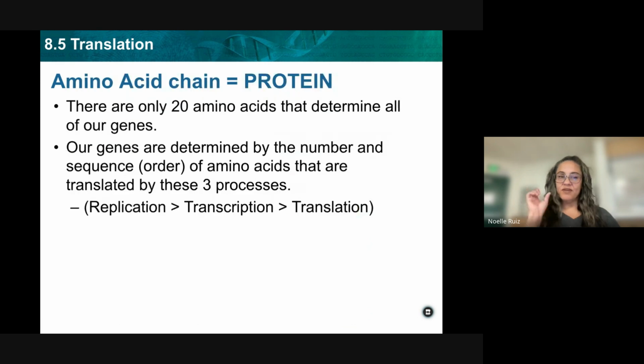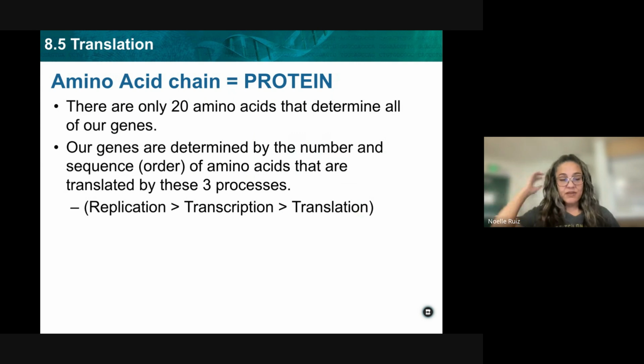All right, and then you have an amino acid chain that equals a protein, sometimes called a polypeptide because they're bonded together with peptide bonds, but more commonly called a protein. Like I said, there are only 20 amino acids that determine every single one of our genes, by putting them in different orders and different lengths, just like words and sentences.